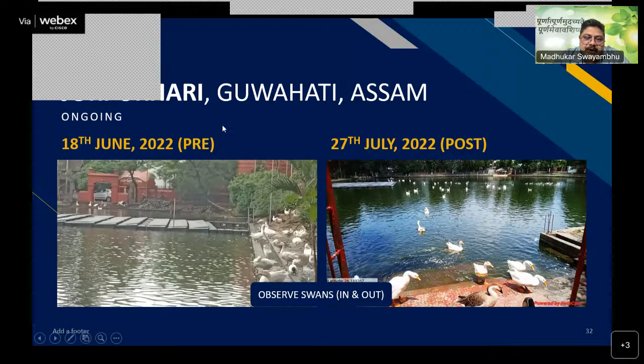Now this is Jor Pokhari in Guwahati, which was a very interesting case study because this was more of a biodiversity conservation project than a water body rejuvenation project. You can see in the pre-treatment condition, the water color was different, and the birds preferred to stay outside of the water, whereas post-intervention, and this is just a difference of 1 month, they started preferring being inside the water body. The water color has changed, the transparency has gone up. So on all parameters, life exuberates around a healthy water body.